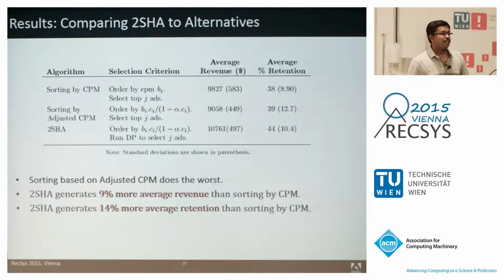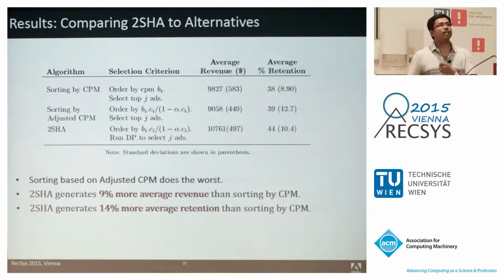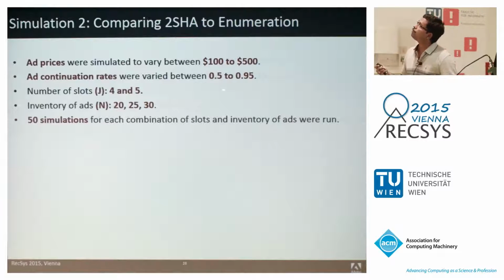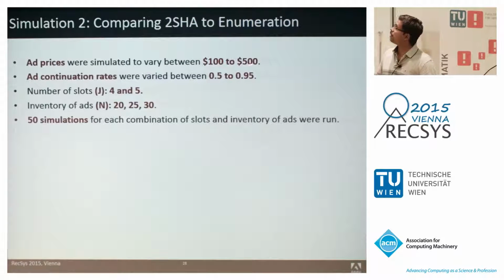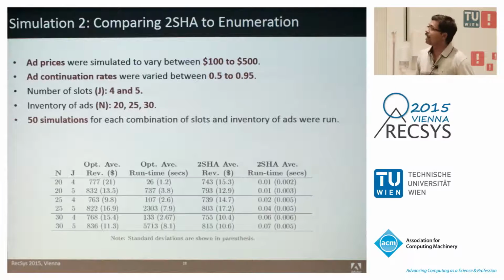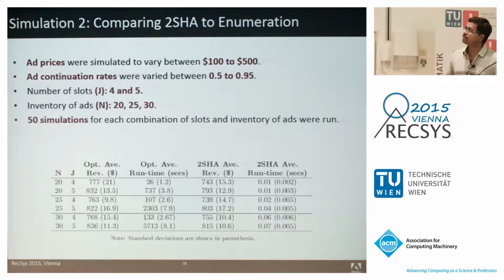So that brings us to our next simulation, whether dynamic programming is actually needed. What we did was we varied the price between 100 and 500 and the continuation rates between 0.5 and 0.95, and we had 4 and 5 slots, and let's say the inventory is really low, 20, 25, to 30. We ran the simulations and these are the results.